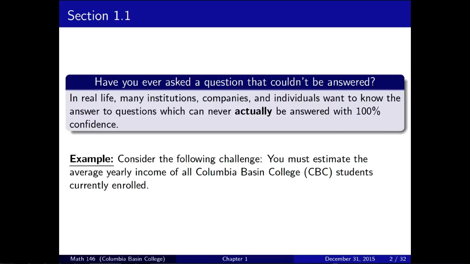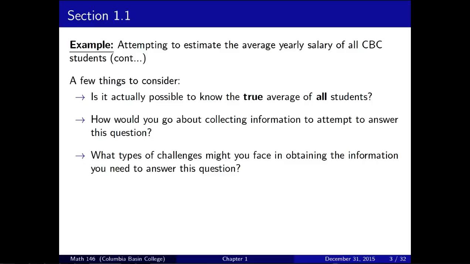This is a pretty big challenge, but you've got to find a way to do it. If you're going to try to estimate the average yearly salary of all CBC students, there are a few things to consider. Is it actually possible to ever know the truth, the actual true average of all the students? Another question is, how are you even going to go about collecting information to answer this question? And beyond that, what types of challenges are you going to face in actually getting this information? I'm going to expound a little bit on each of these topics.